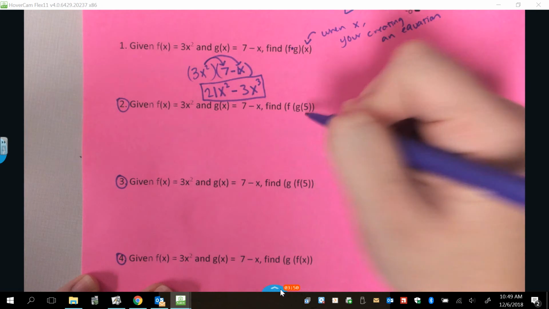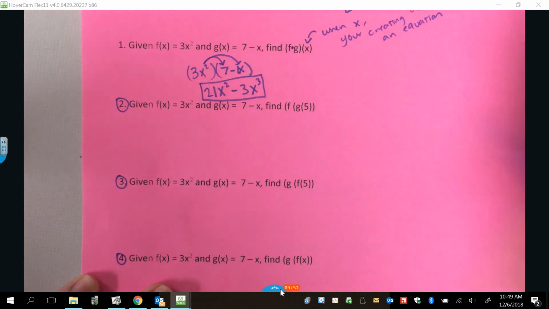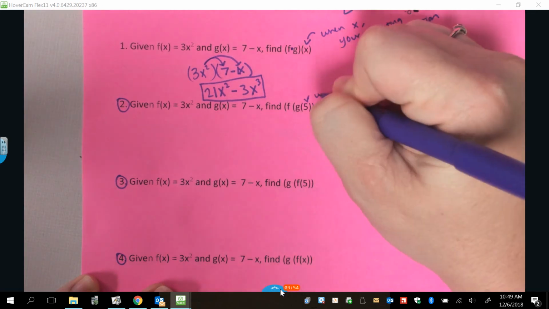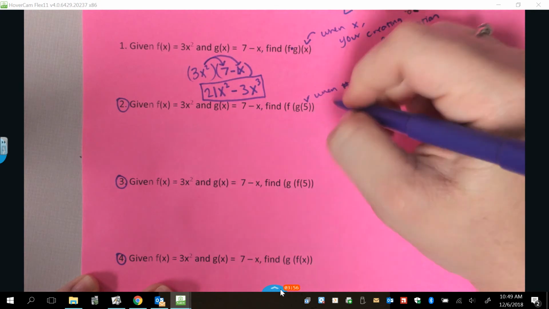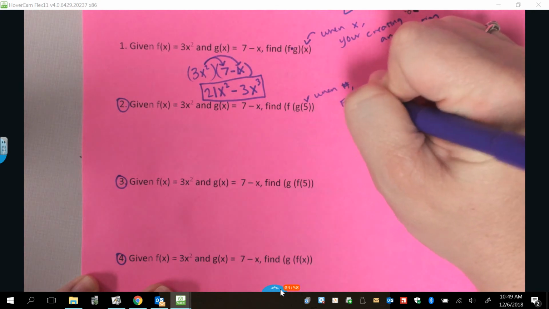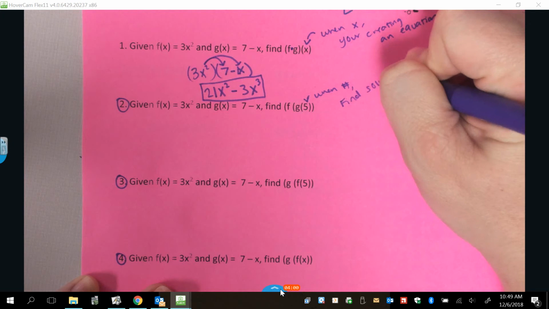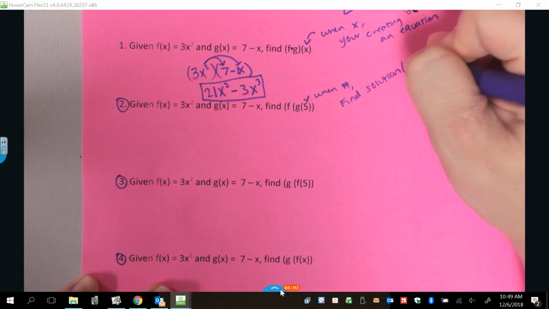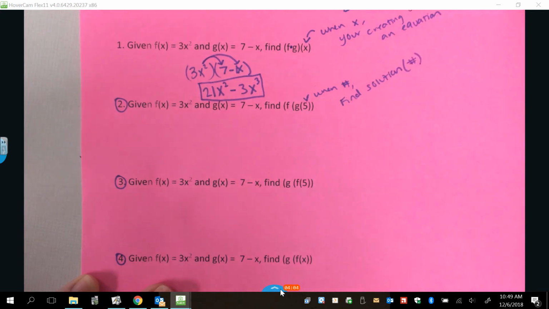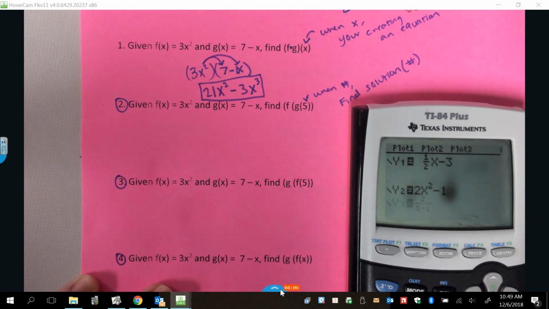So here we have a number, sorry. When it's a number, you're finding the solution, which is going to be another number. Okay, so let's type in these equations. Let me clear my calculator.